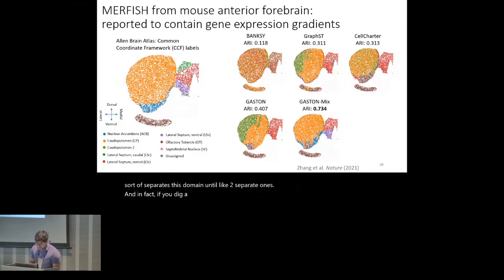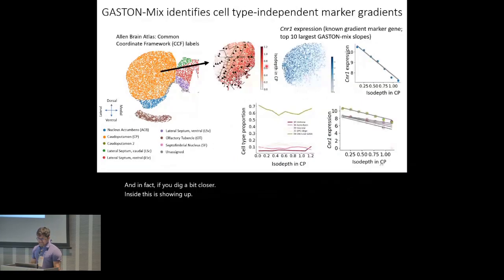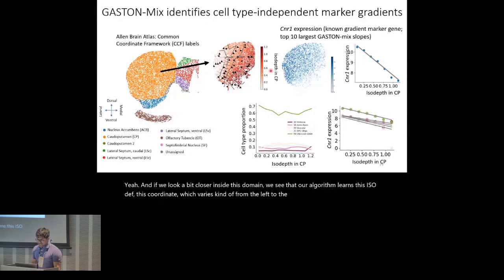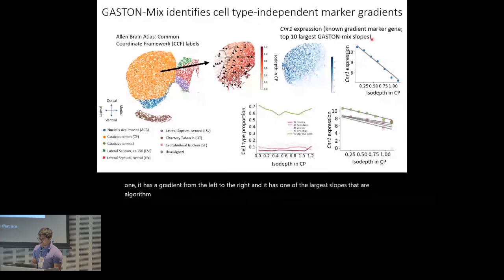inside, is this showing up? Oh, yeah. And then if we look a bit closer inside this domain, we see that our algorithm learns this isodepth, this coordinate, which varies from the left to the right. And so using this coordinate, you can look at different gene expression patterns. For example, this gene CNR1 has a gradient from the left to the right, and it has one of the largest slopes that our algorithm finds. And it's actually known to be a marker gene for the gradient inside this domain.